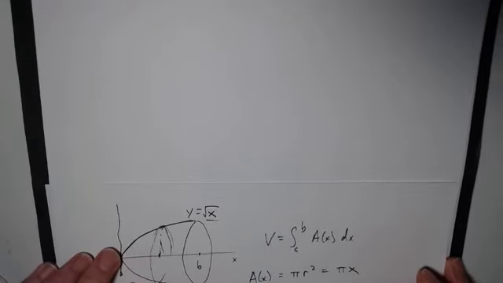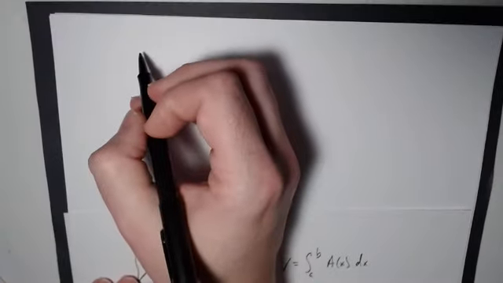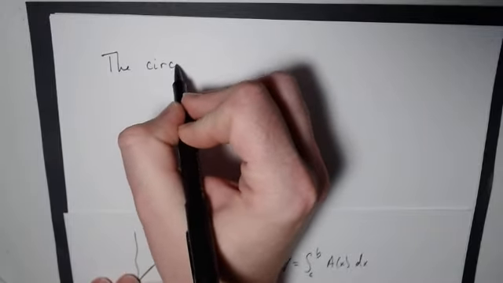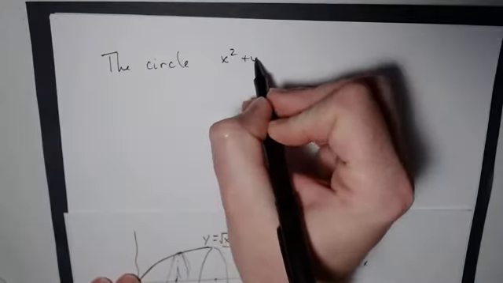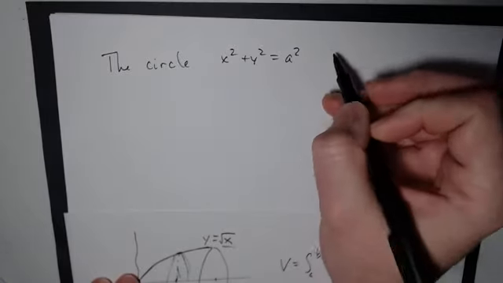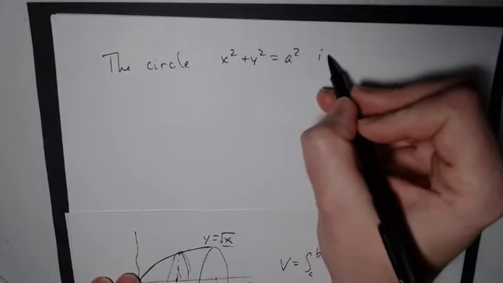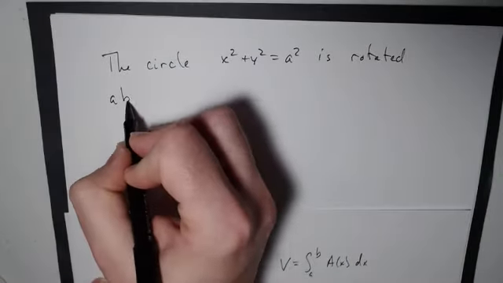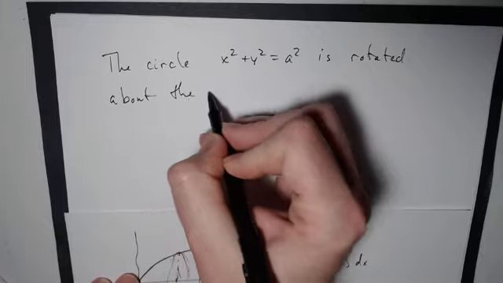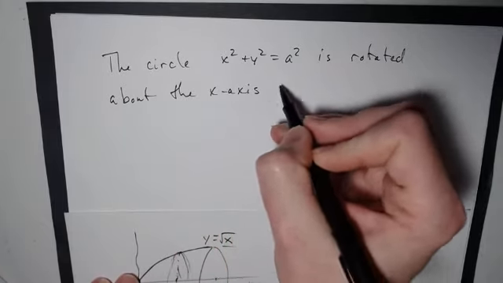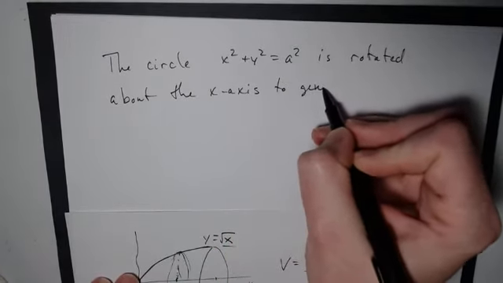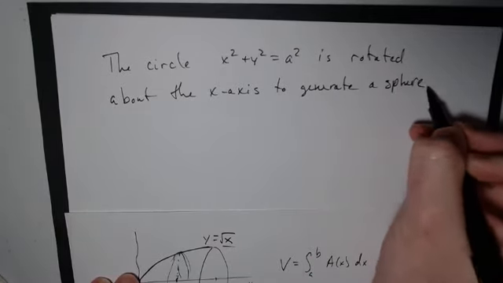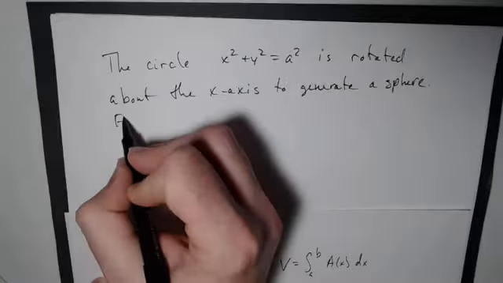This is example 5 from that same page. The circle x squared plus y squared equals a squared is rotated about the x-axis to generate a sphere. Find its volume.